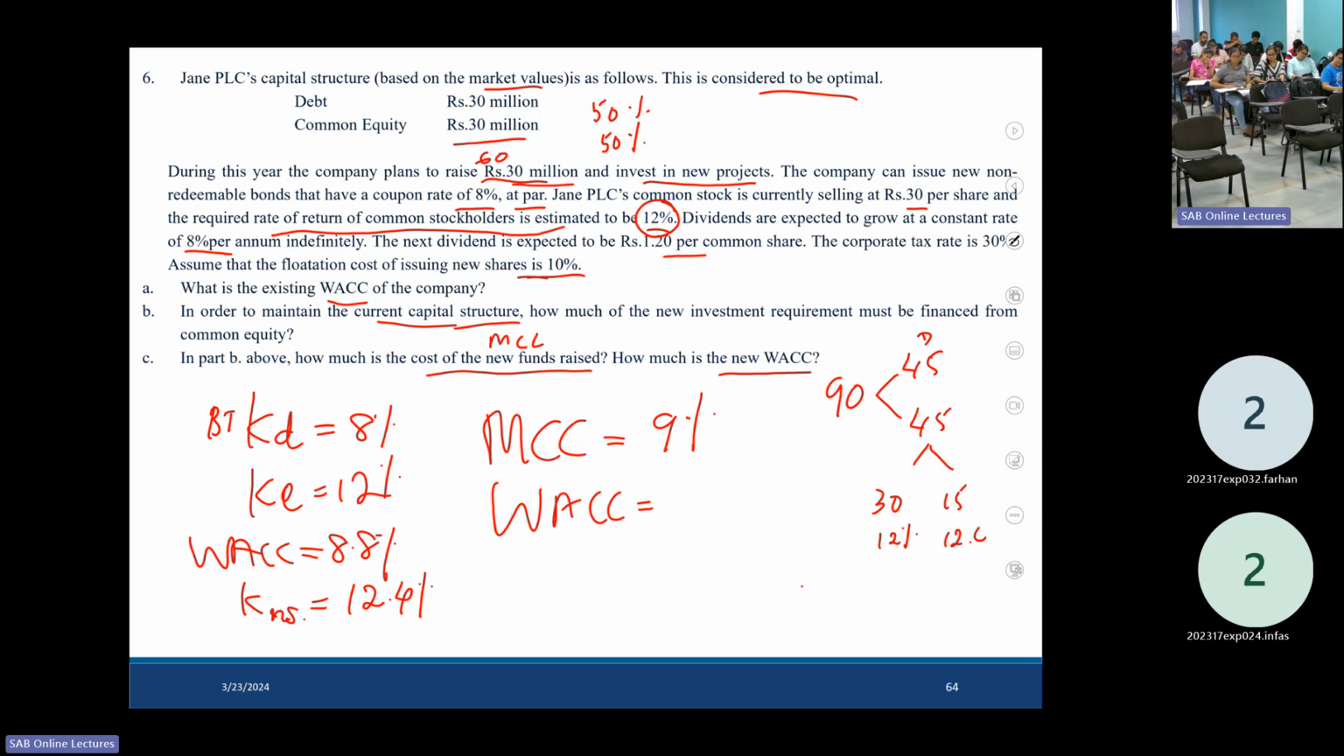$45 in 30 and 90 in the rate. From this 45, 30 from equity at the cost of 12%, 15 from new issue at the cost of 12.4%. The 90, 30 means what is the weight? Do it here.